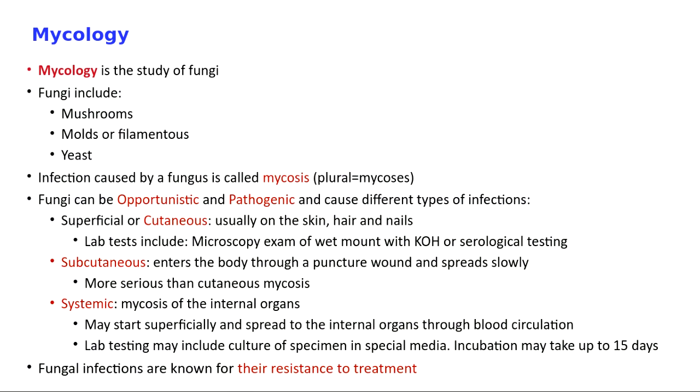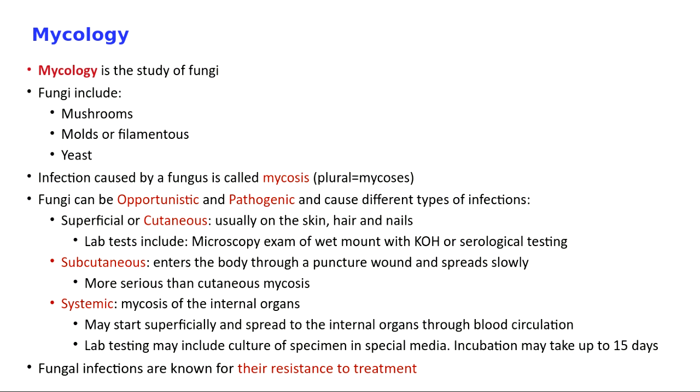So infections caused by a fungus are called mycosis. And again, fungi are considered opportunistic in pathogenic diseases, meaning that they are opportunistic when they take advantage of a weakened immune system. And yes, they can be pathogenic, meaning that they can be really bad. They don't have to wait for the immune system to be weak. If they get entrance into the body, they can cause nasty infections.